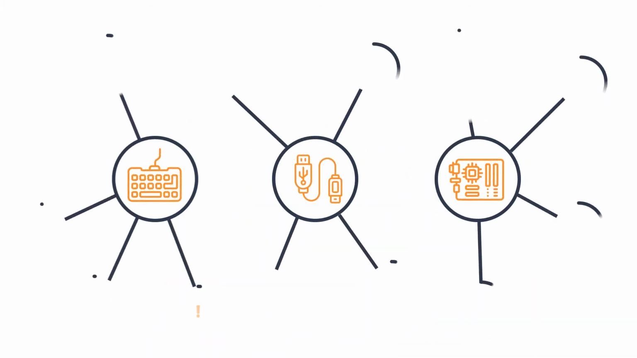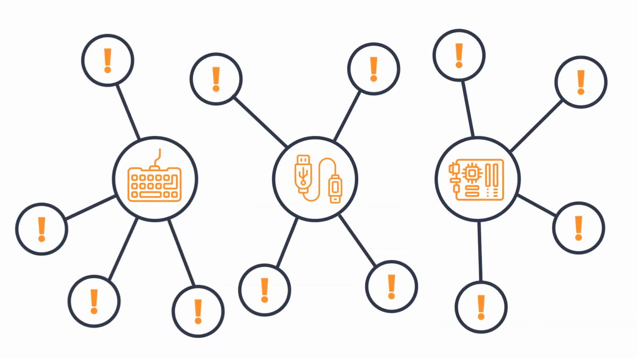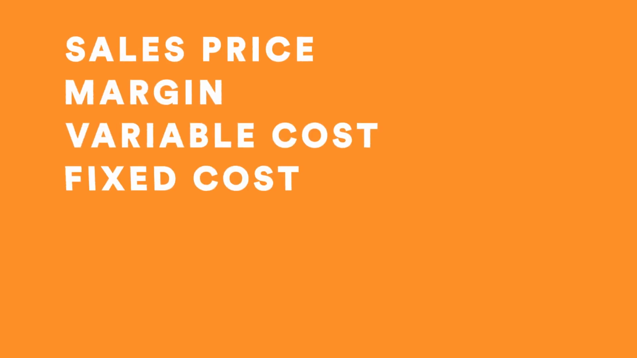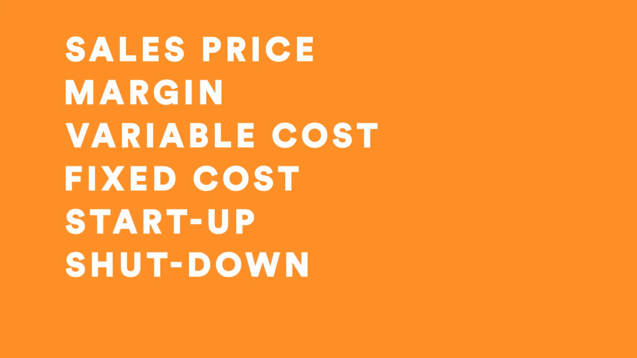Each component of the product can have individual requirements, such as sales price, margin, variable cost, fixed cost, the cost associated with starting up and shutting down the machine, or other costs that are unique to your business.